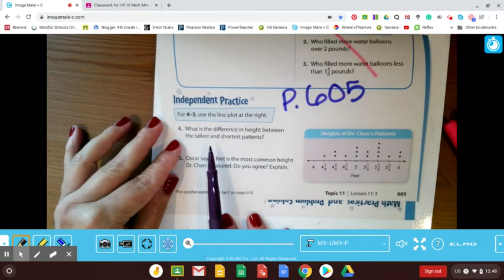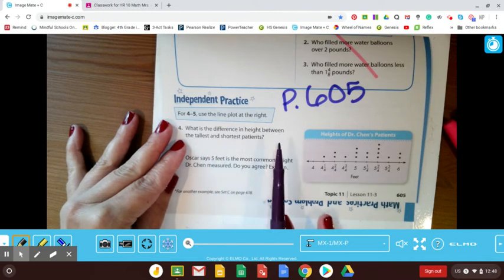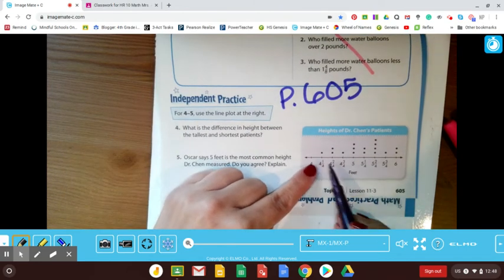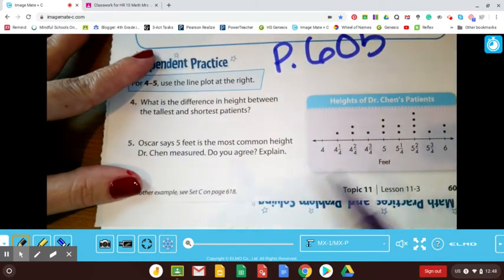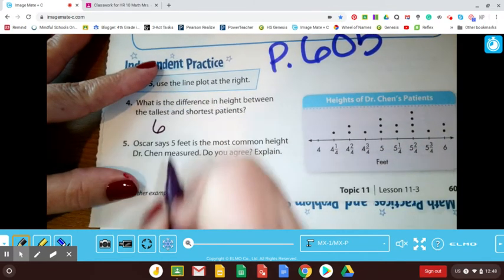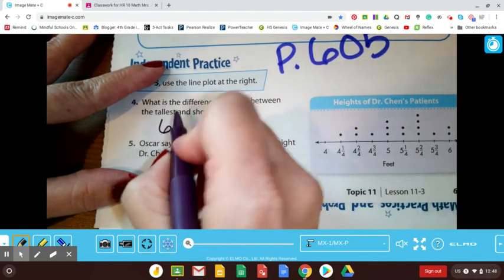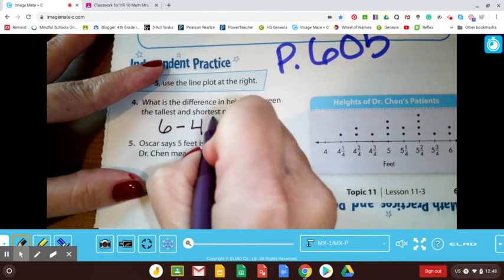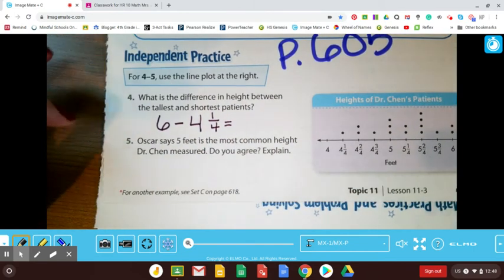All right. Anyway, what is the difference in height between the tallest and shortest patients? All right, so the tallest patient was 6 feet. Oops, sorry. Let me zoom in a little bit better for you. Okay, so the tallest here, there were 2 people actually that were 6 feet. So tallest is 6 feet. And the shortest is 4 1/4. Okay, so our solve and share problem was really easy.